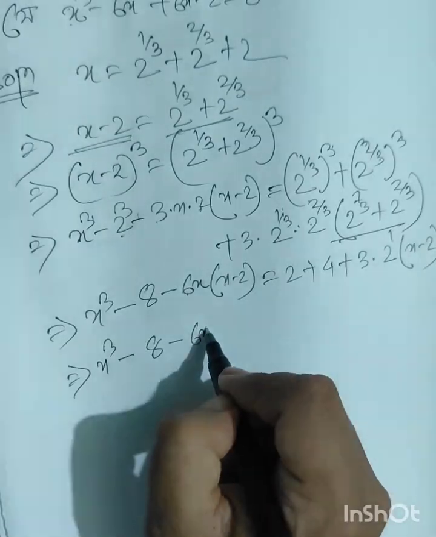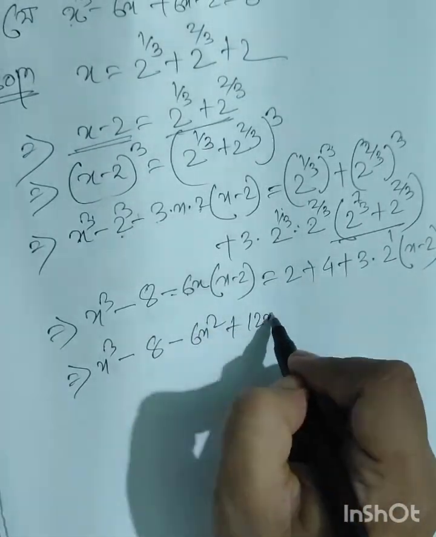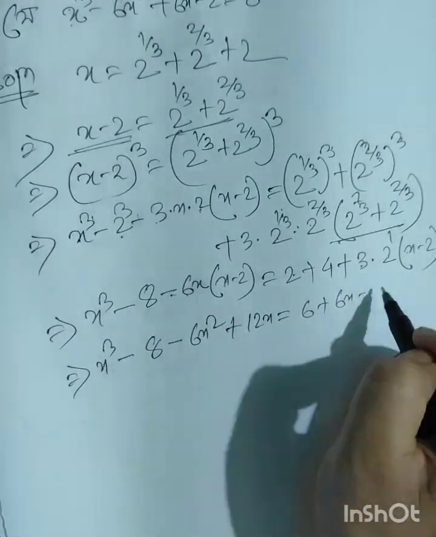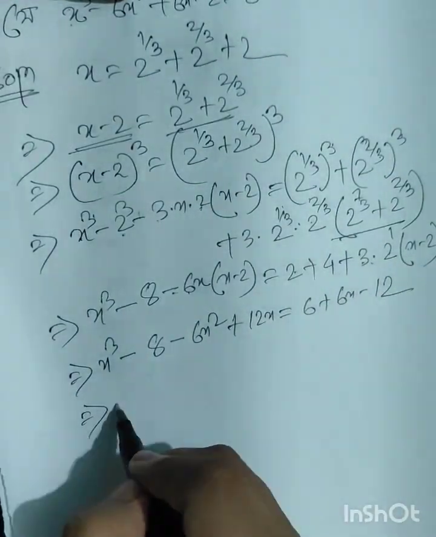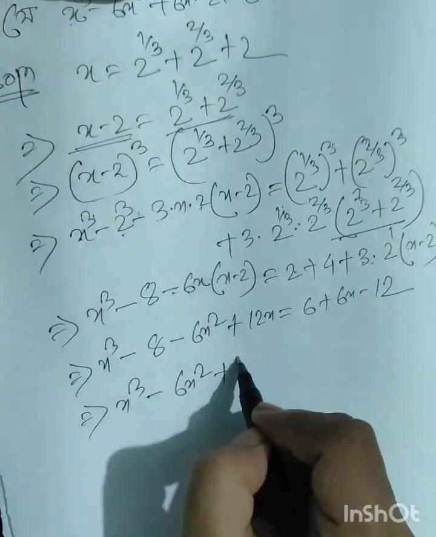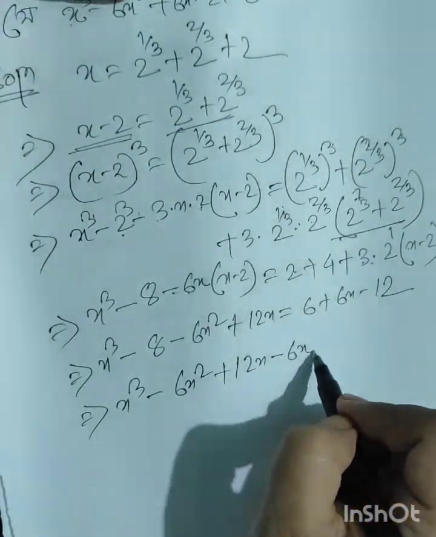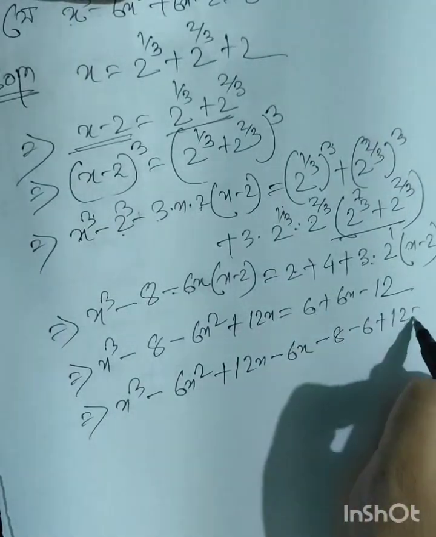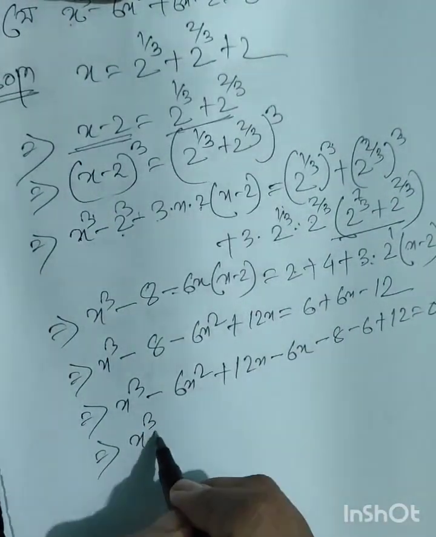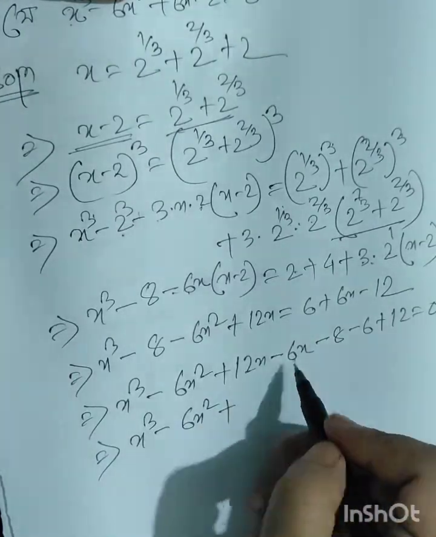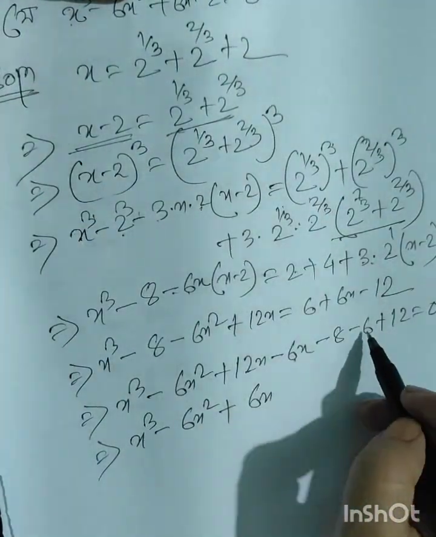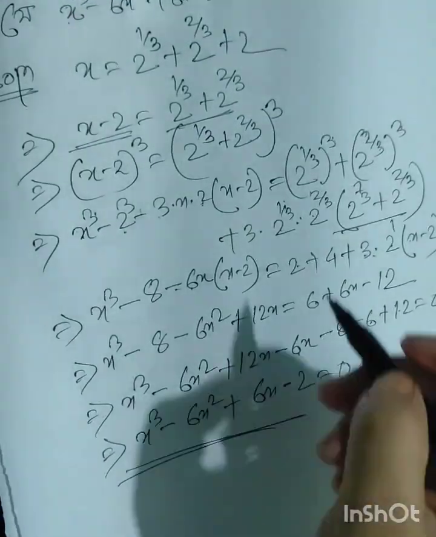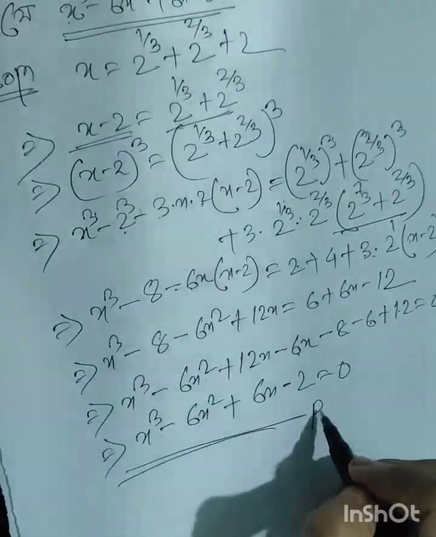6x into x অর্থাৎ 6x square minus minus plus 6 দুগুণ 12x. 6 আৰু x পূরণ হলে 6x minus 6 দুগুণ 12. ইয়ার পর পাম x cube minus 6x square plus 12x minus 6x minus 8 minus 6 plus 12 equal to 0. ইয়াৰ পৰা লিখিম x cube minus 6x square, 12x পৰা 6x গলে 6x, minus 14 পৰা যদি 12 যায় minus 2 equal to 0. এইটো ইয়াত proof.